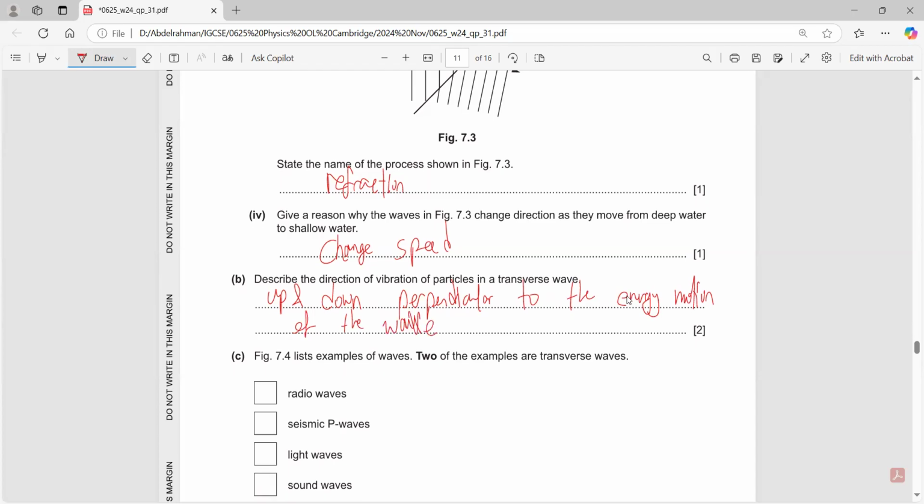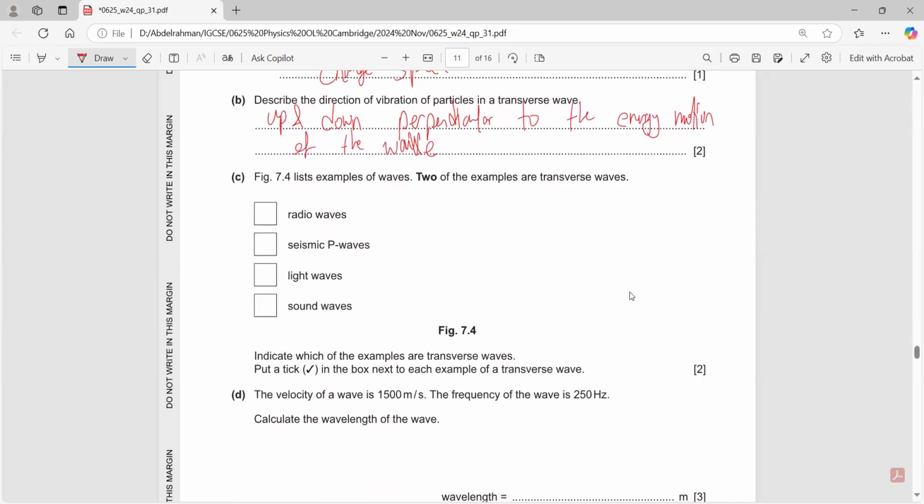Two examples that are transverse waves. Radio waves. Okay, good. Sound waves? Are sound waves transverse? No. Light waves. Yes, thank you. P waves are longitudinal. The S waves, seismic S waves, they would have been transverse.